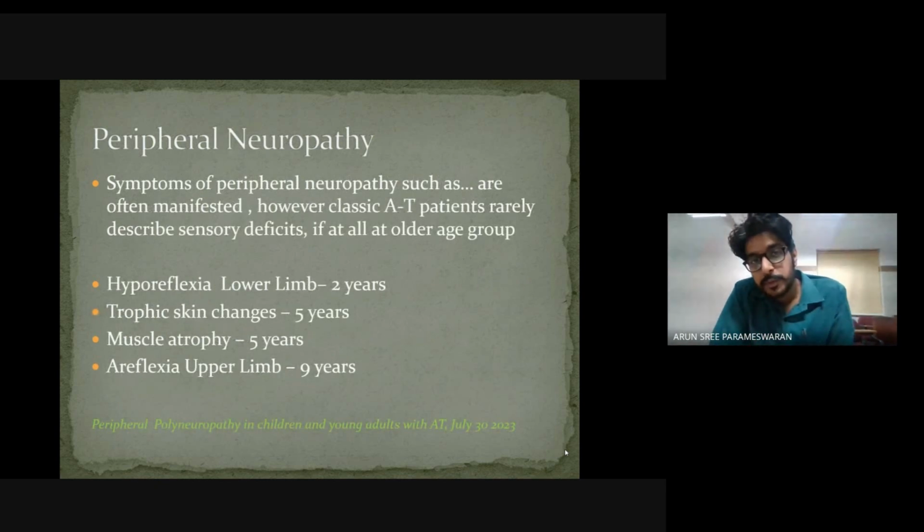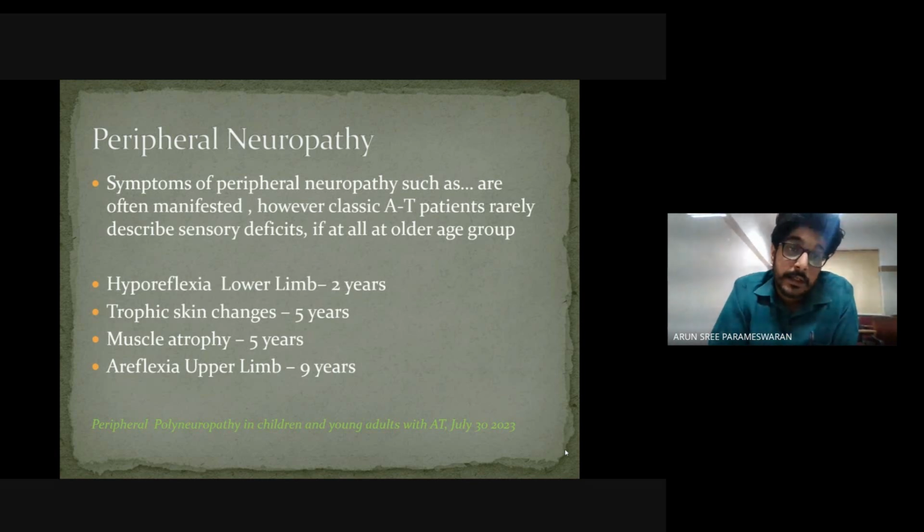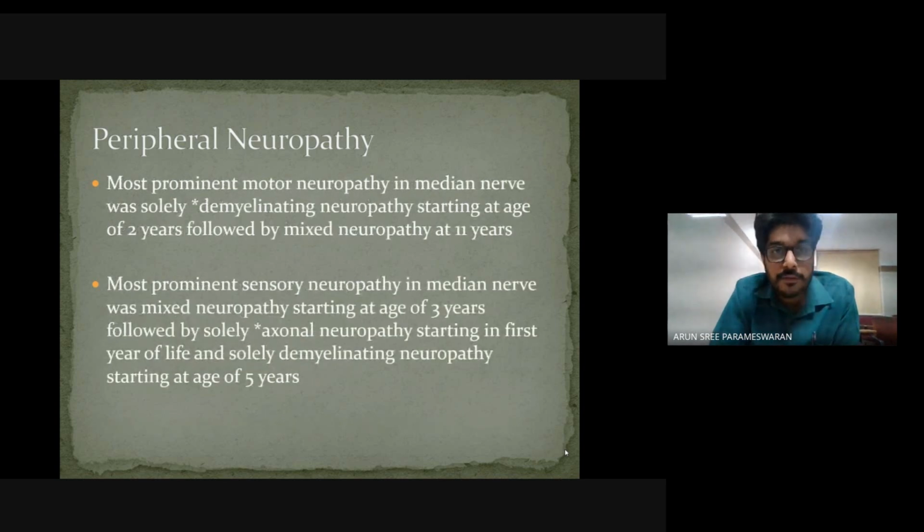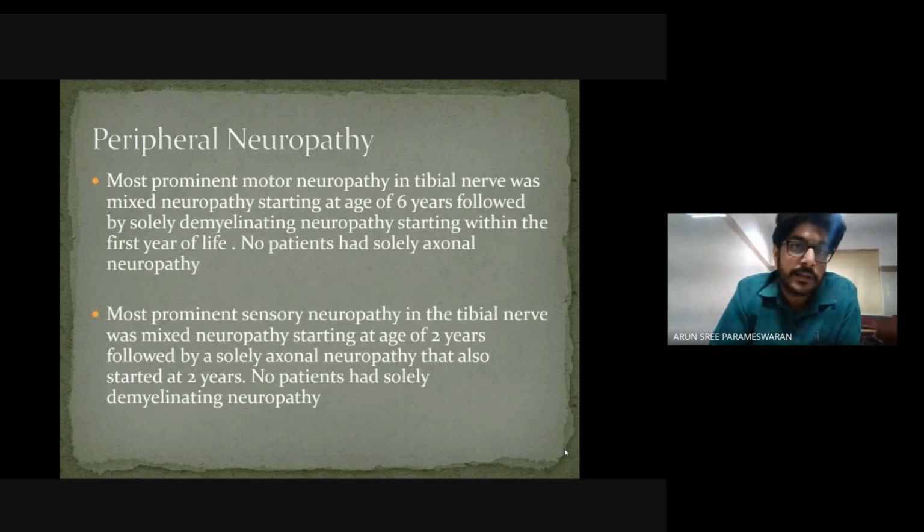There can also be peripheral neuropathy. Now, the study which they have done has shown that hyporeflexia, atrophic skin changes, and muscle atrophy presented at various time courses of the disease. And also the involvement of peripheral neuropathy is very characteristic in this study. Upper limb had demyelinating motor neuropathy, while the upper limb sensory neuropathy was a mixed type. And the lower limb had motor neuropathy as a mixed type and the sensory neuropathy also as mixed type. So, which means that there can be peripheral neuropathy in ataxia telangiectasia and the involvement is characteristic.